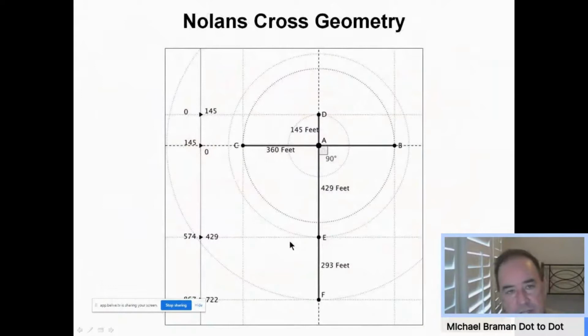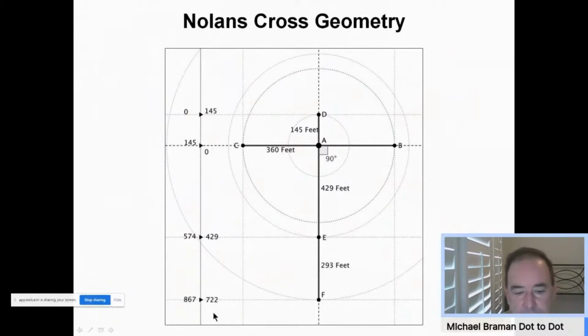Now, in order to understand this theory, you have to understand Nolan's cross because it's central to this theory. This theory emanates pretty much from Nolan's cross. And I find this truly amazing. These are the dimensions of Nolan's cross. The one dimension you really need to be aware of is from the 0 to the bottom here, which is 722 feet, which is 429 feet plus 293 feet.